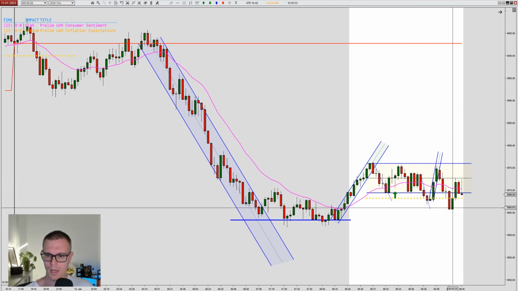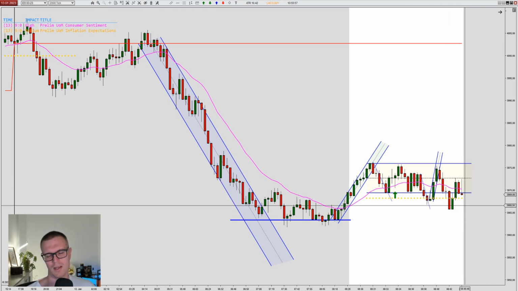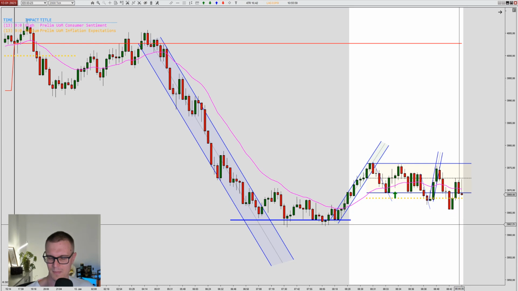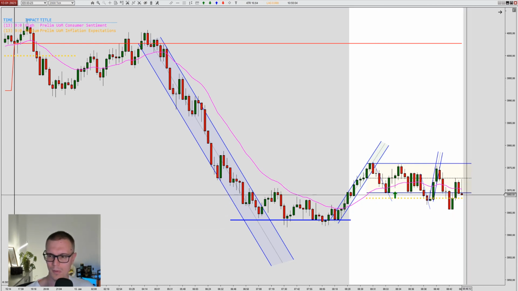And we have a lower high here, but I really don't like taking a short now because it's so stacked up here. You would go short right into the support of the range.